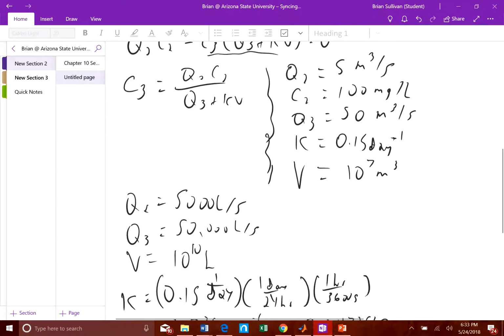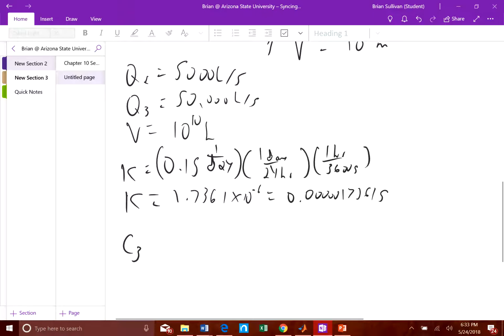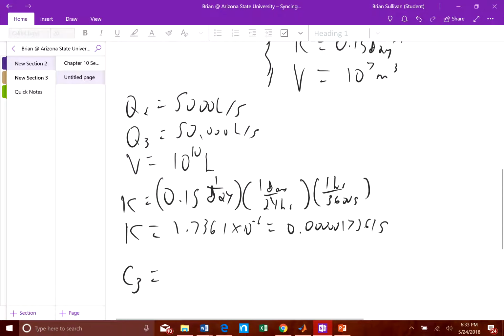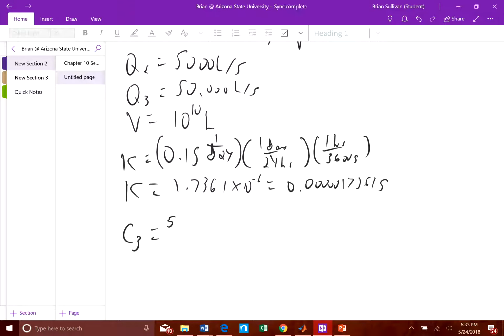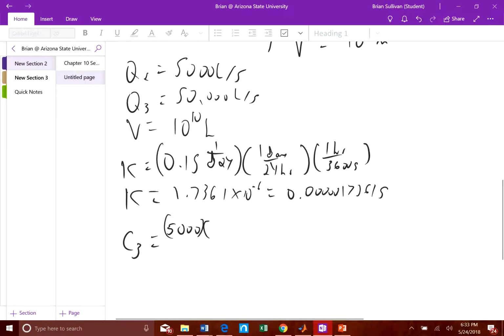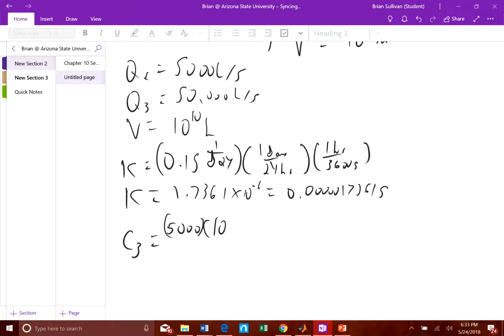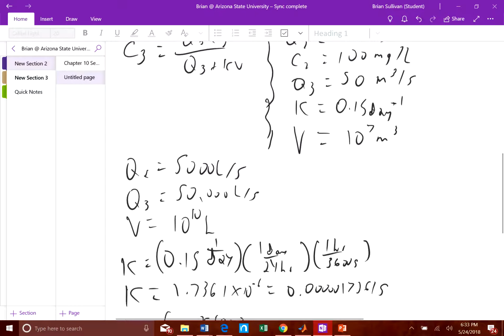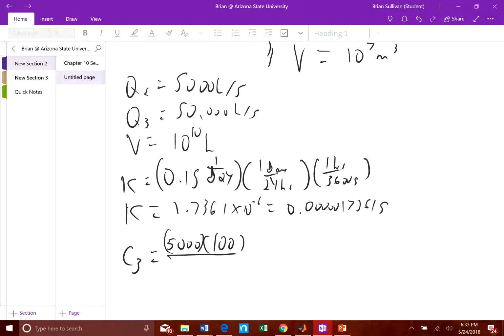So now we've got everything we need. Let's put it back in for C3. Q2, which is 5,000, and I already know the units agree because I just took care of that. Now C2 is 100 milligrams per liter, and this is going to be over Q3 plus KV. So that's going to be 50,000 plus K, which I'm just going to leave as is, I can do this in MATLAB, times V, 10 to the 10th.